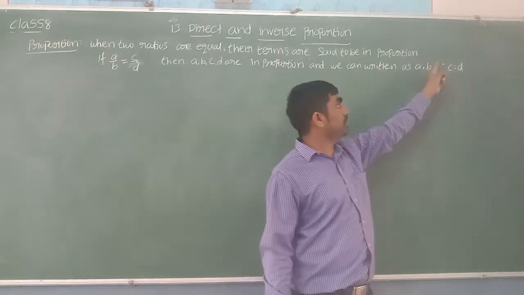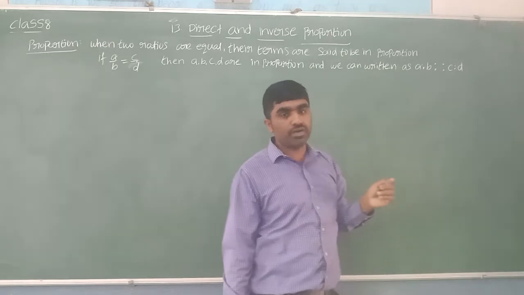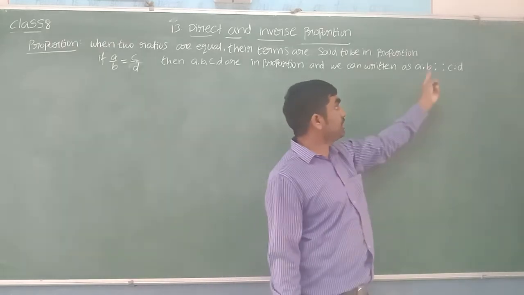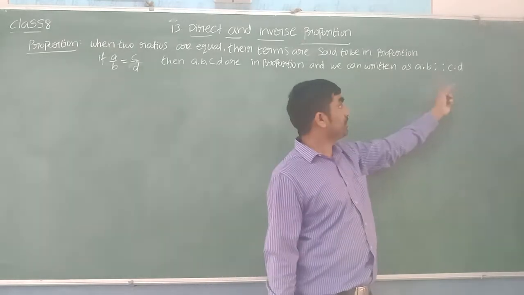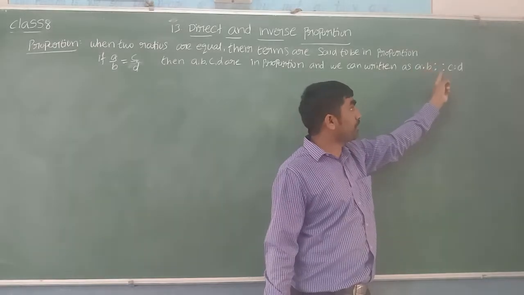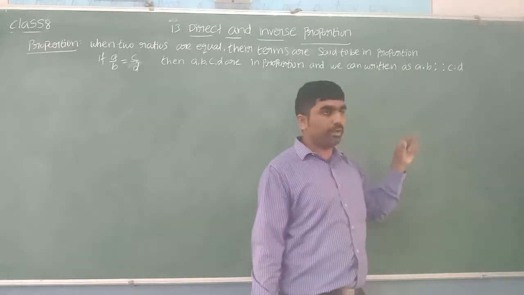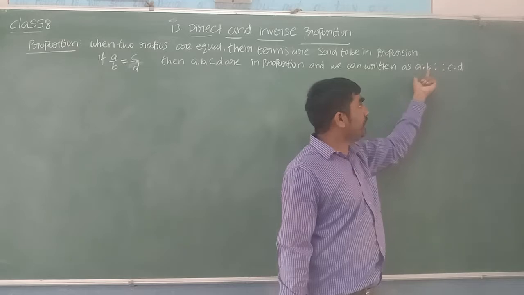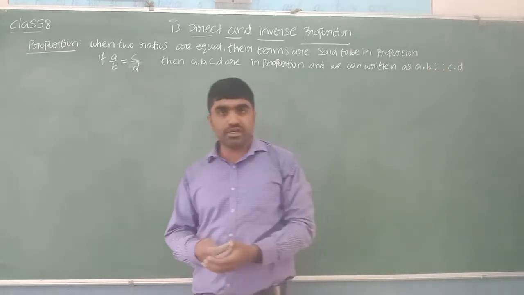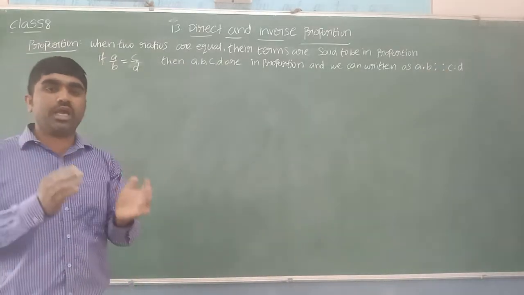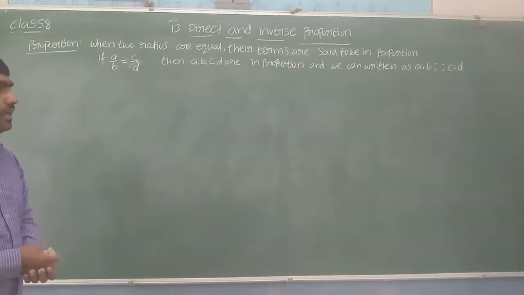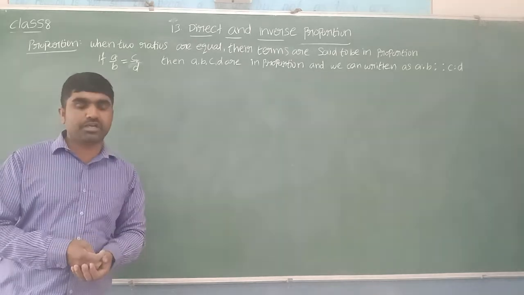And for these four dots we can use the symbol of proportion, and we can read it as "is proportional to". A is to B is proportional to C is to D. It means the ratio of A is to B equals the ratio of C is to D. If two ratios are equal, then we can say that they are in proportion.